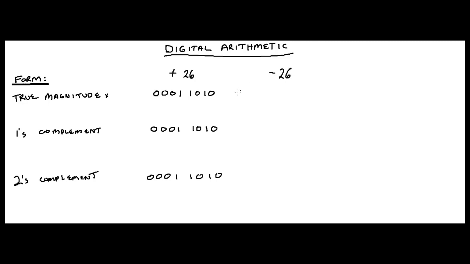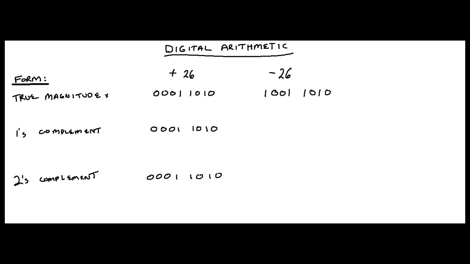Pause the video, and then we'll do it together. Okay, so now for negative 26, it's basically the same number, except your sign bit is now a 1. So it's 1, 0, 0, 1, 1, 0, 1, 0, right? So that is the true magnitude of negative 26, okay? Well, the only difference is your sign bit changed to a 1, okay? That means it's negative.